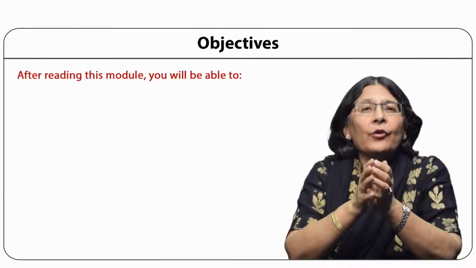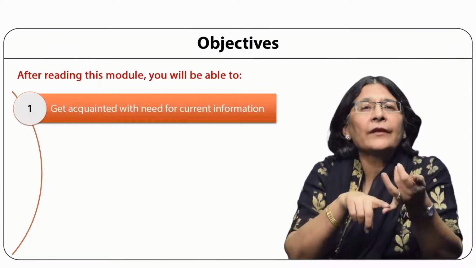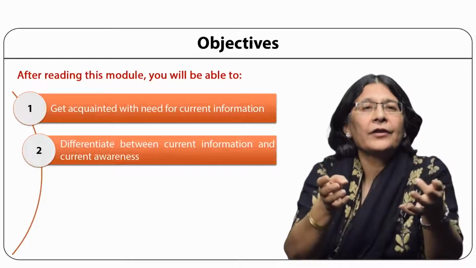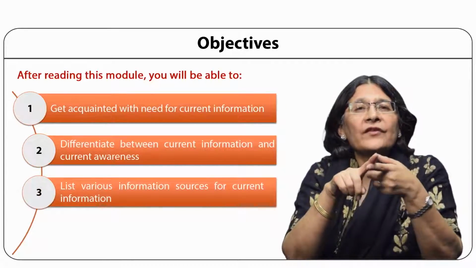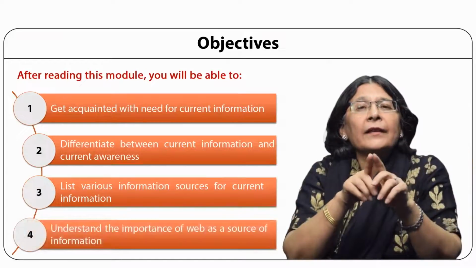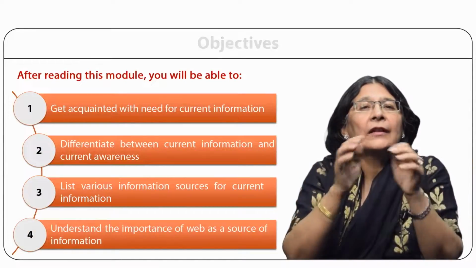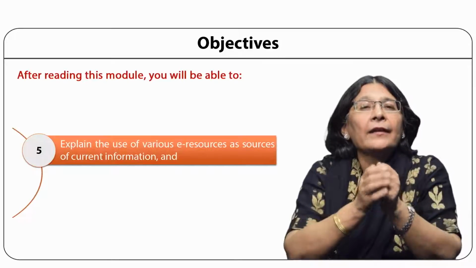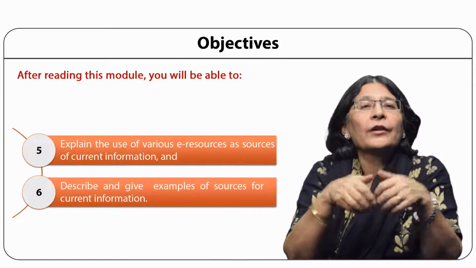This module identifies potential sources of information for societal and library trends so that current information requirements of the users are taken care of by the library and information organizations. After reading this module, you will be able to get acquainted with need for current information, difference between current information and current awareness. You will be able to list various information sources for current information, understand the importance of web as a source of information, explain the use of different e-resources as sources of current information, and describe and give examples of sources for current information.